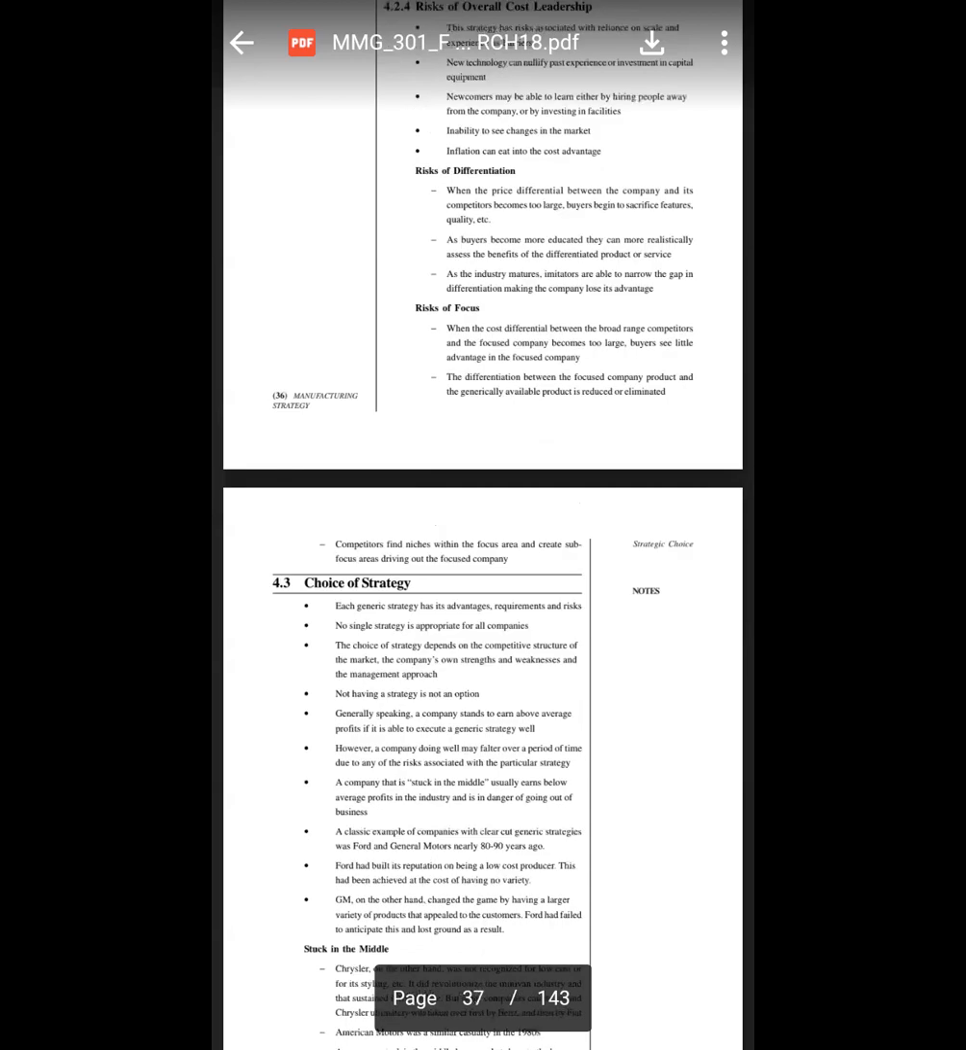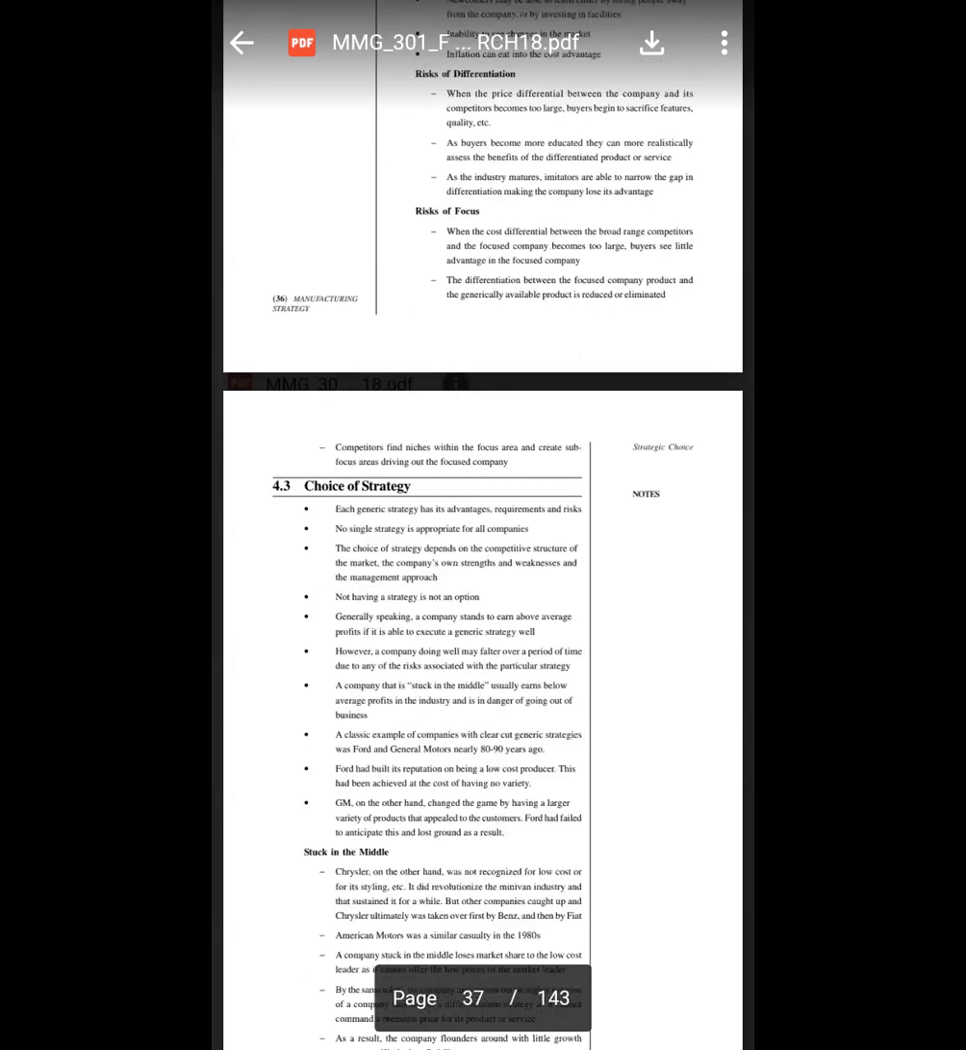Okay, now risks of focus. When the cost differential between the broad range competitors and the focus company becomes too large, buyers see little advantage in the focused company.